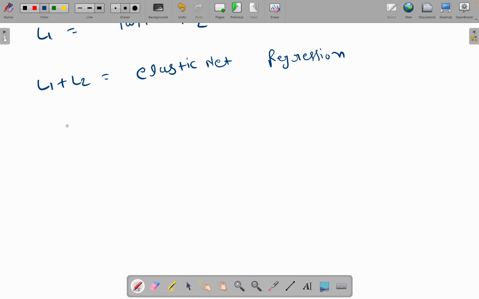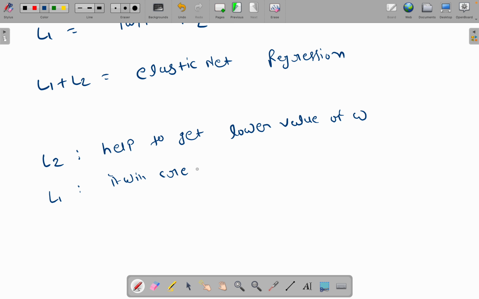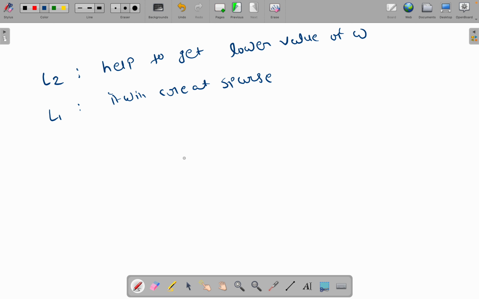And we learned that if we use an L2 regularizer, it will help to get lower values of W. And if you use an L1 regularizer, it will create a sparse W. That means the weights associated with the features which are less important will be 0. So let's understand what feature importance we are talking about.